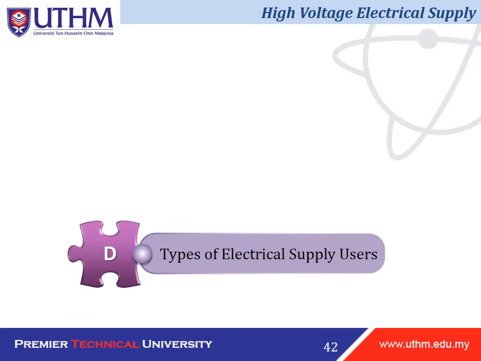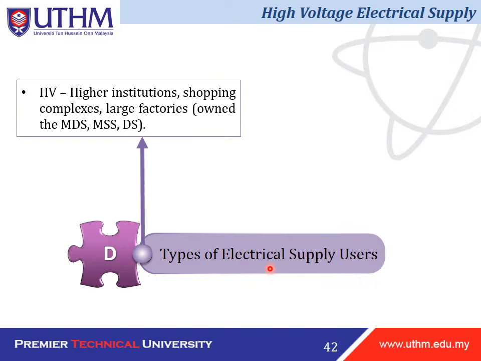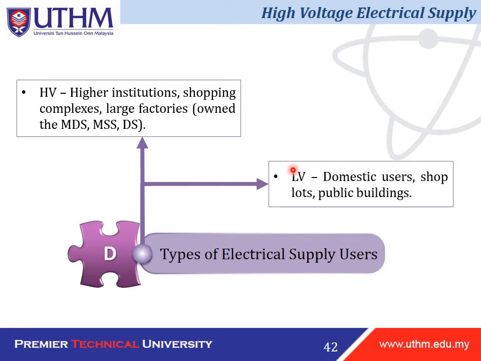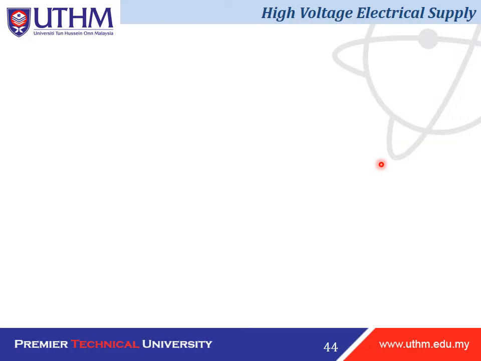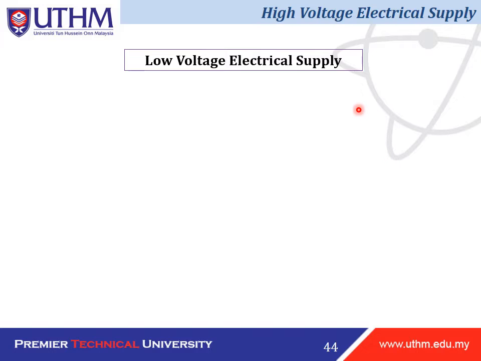Now we move to the types of electrical supply users. For higher voltage, a higher institution, shopping complex, and large factory are using high voltage, and low voltage is for domestic users, shop lots and the public. Okay, now we move to the low voltage distribution network. Now we go to the low voltage electrical supply.